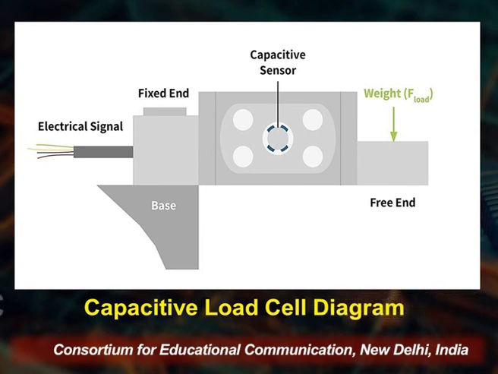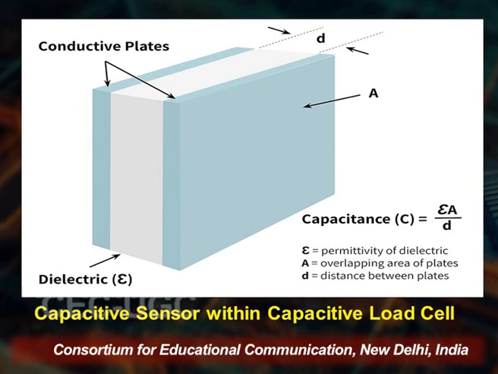You see, similarly here on the right hand side we put the load, that is the free end, and on the left hand side we have the electric signal. So we can see that we put the weight on this platform and the output we can take from the electrical signal, and you see in between there is a capacitive sensor. Here we put the load, and this capacitive sensor measures the load and we get the output through the electrical signal.